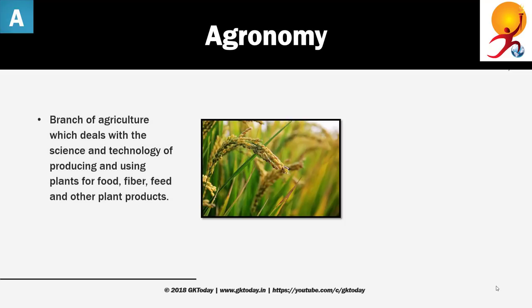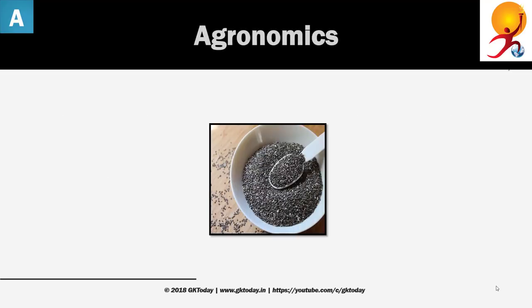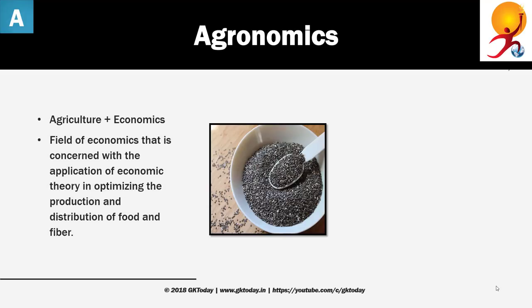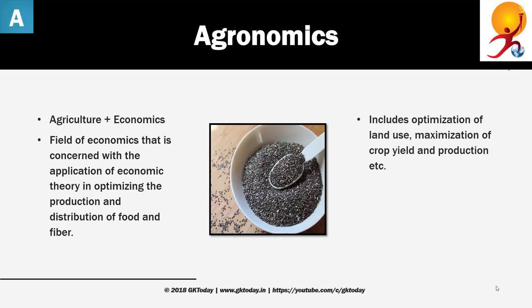Next is agronomy, which is the branch of agriculture which deals with science and technology which is used in producing and using plants for food, fiber, feed, etc. It is strictly related to plant products and does not include animals. Agronomics is agriculture plus economics. It is the use of the field of economics and its concepts to optimize production and distribution of food and fiber. It is used to optimize land use and maximize production.